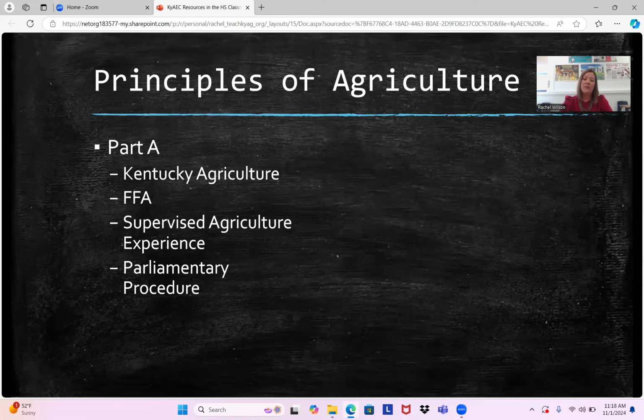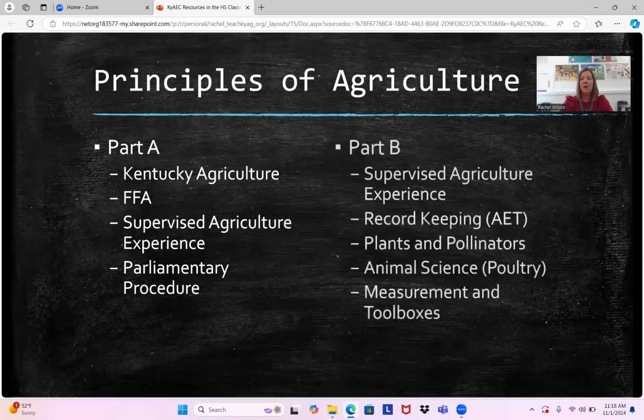So since we are on trimesters, our part A focuses on Kentucky agriculture, a nice big introductory unit into agriculture in Kentucky as a whole. Then we also have our FFA unit, supervised agriculture experience, and parliamentary procedure. Then in part B, we start with those SAEs again. We always start all of our classes with SAEs, and we really try to immerse our students in SAEs as well as AET, which is where we keep records for those projects. And AET stands for Agriculture Experience Tracker, and we utilize that on a very regular basis.